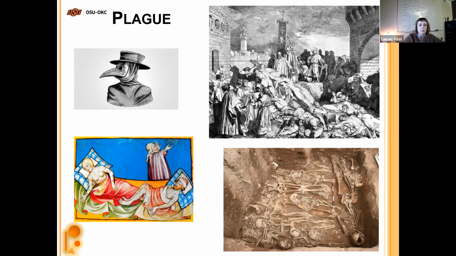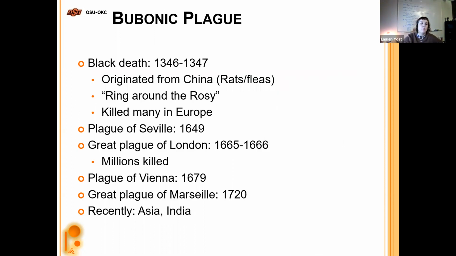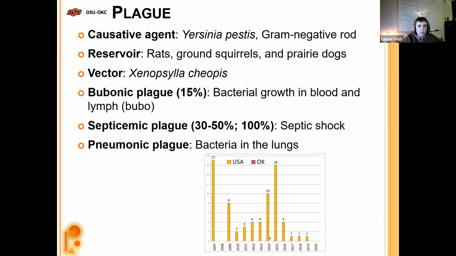Moving on to the next thing, the plague. And yes, we are talking about the Black Plague, something we're very familiar with. These are all the significant outbreaks back in the day. We all know about this, plague doctors and all that. What causes the plague is a bacteria called Yersinia pestis. It is a gram-negative rod.